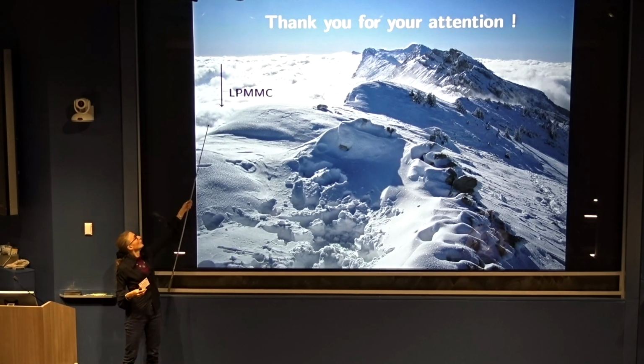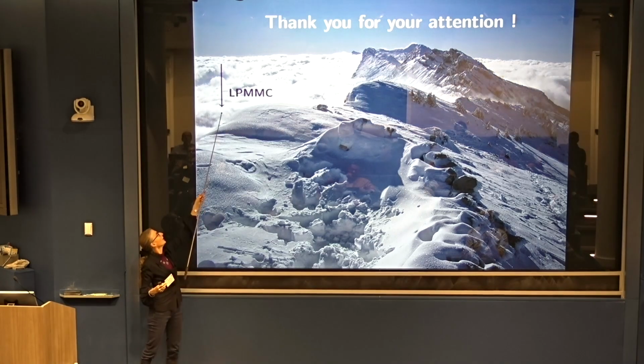This is Grenoble, under the clouds, so my lab is somewhere here.